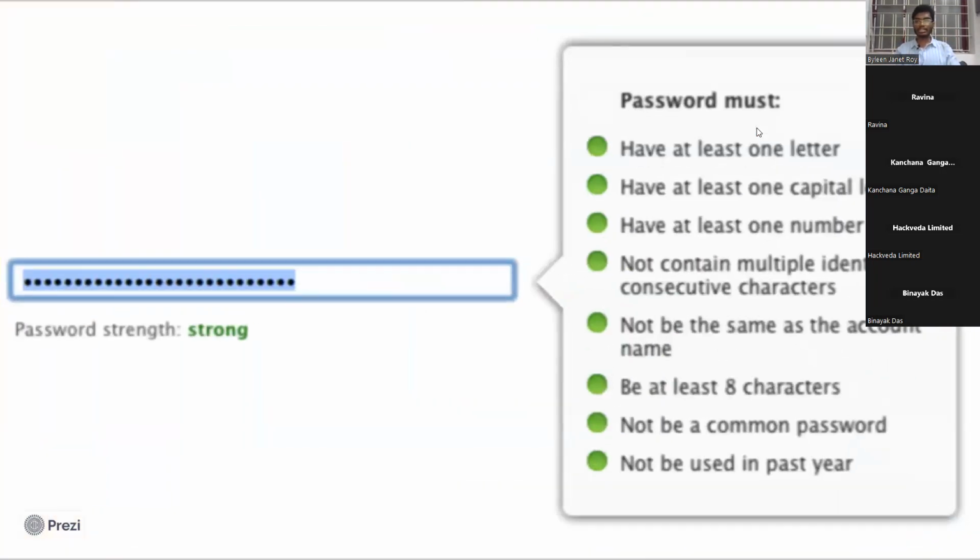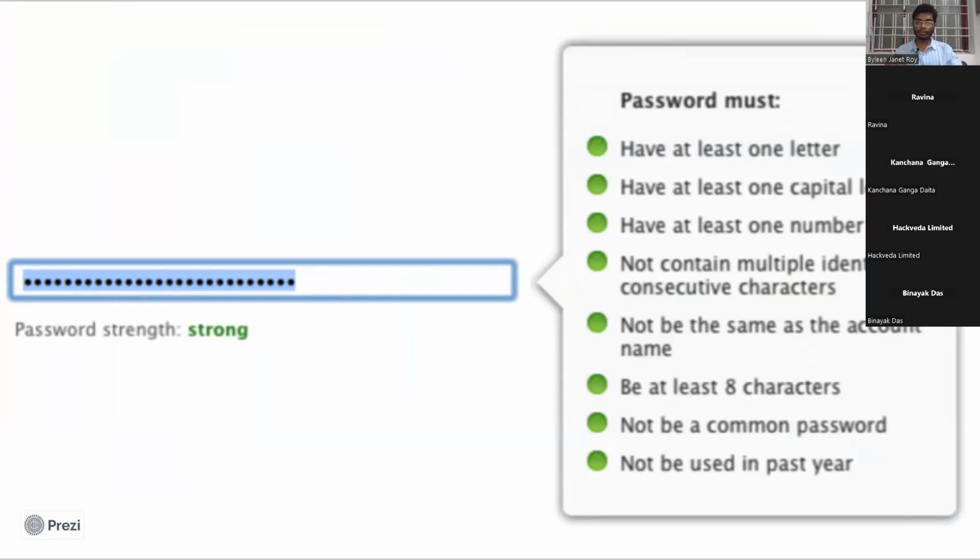And this is one such example. This shows us how a password should be. We'll have certain criteria for creating a strong password. Nowadays, websites insist that we create a strong password, else you can't create a password right away. The password must have at least one letter, at least one capital letter, at least one number, not contain multiple identical consecutive characters, not be the same as the name, be at least 8 characters, not be a common password, and not be used in the past year.